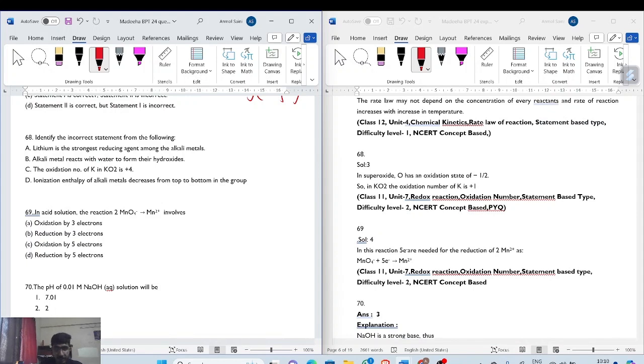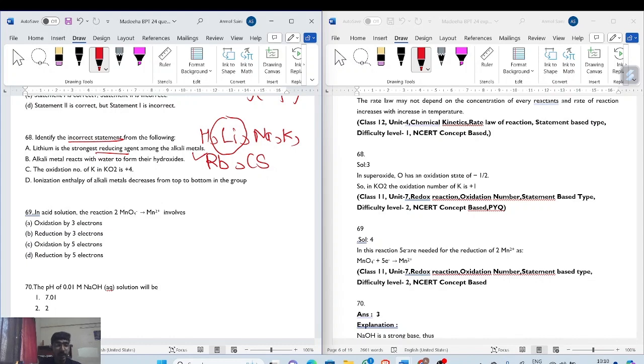So we have alkali metals as hydrogen, lithium, sodium, potassium, rubidium, and cesium. And among these, helium is the one which is the strongest reducing agent. So this statement is correct. And here we have to tell the incorrect statement.